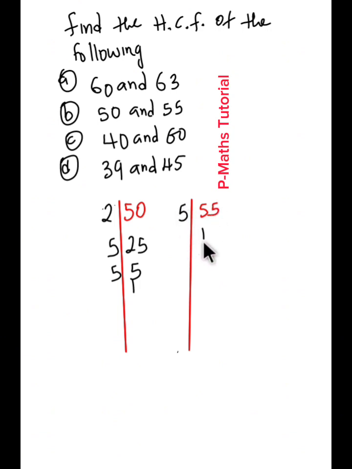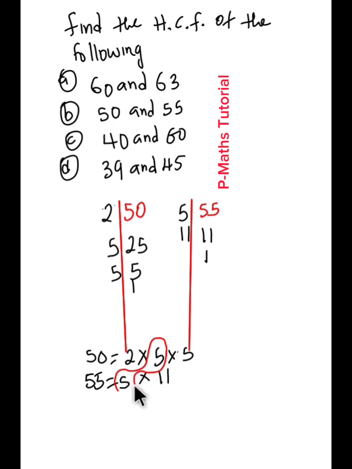5 divides 55 to give 11. Then 11 is the only number that can divide. We have 1. So we list it. For 50, we divided by 2 times 5 times 5. Then for 55, we only have 5 times 11. So we can pair. 5 can be paired with 5. Therefore, our HCF is 5.